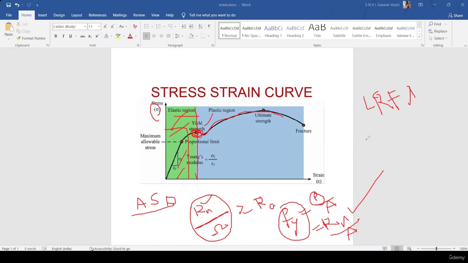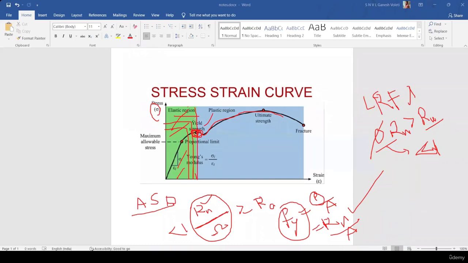If we see LRFD also, we have used phi Rn, which should be greater than or equal to Ru, nothing but the LRFD required strength here. The phi value will always be less than 1, as I told you. So this is also 0 point something. So here also you get the LRFD design. Rn will be here. Phi Rn is less than 1 times Rn, and here also it will be less than 1, which will be well inside the Rn values, right?